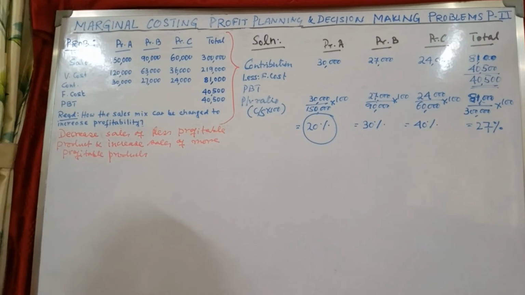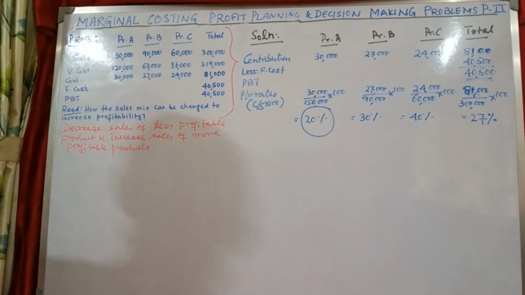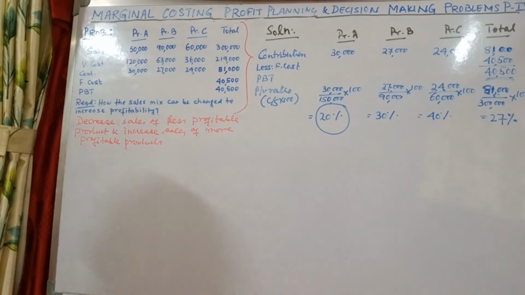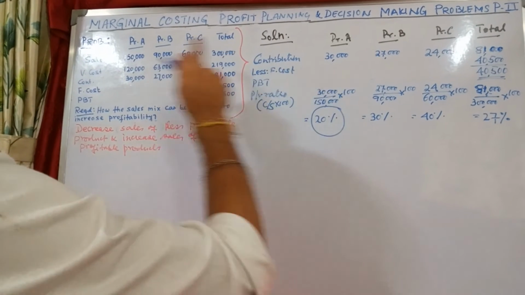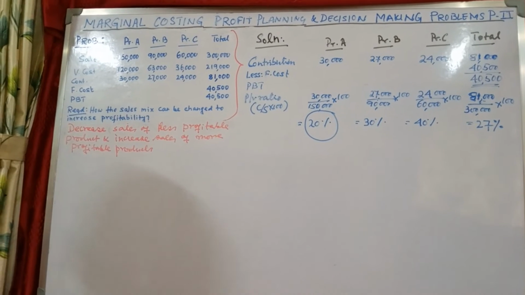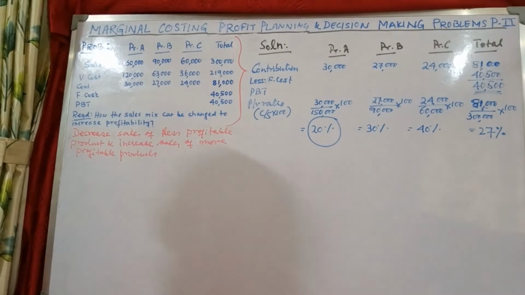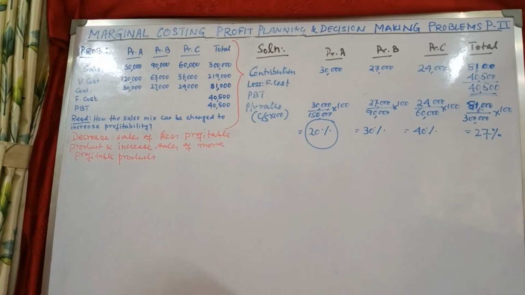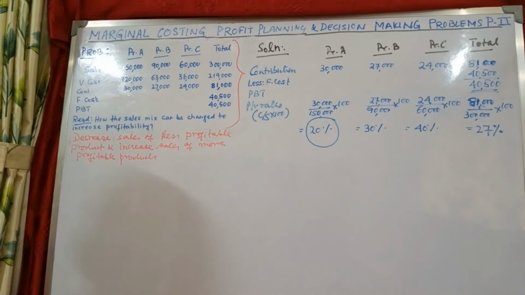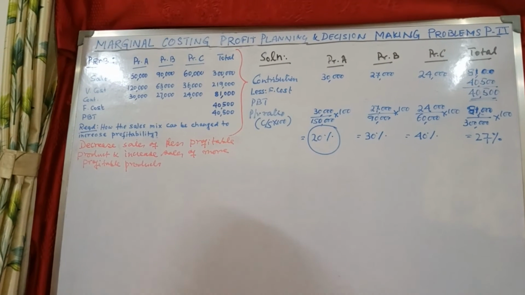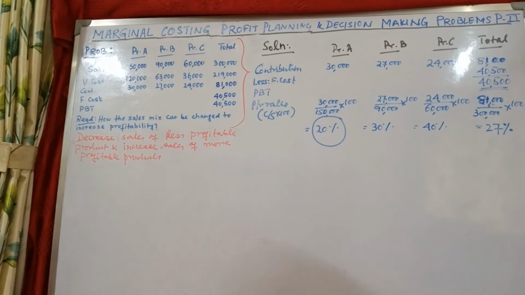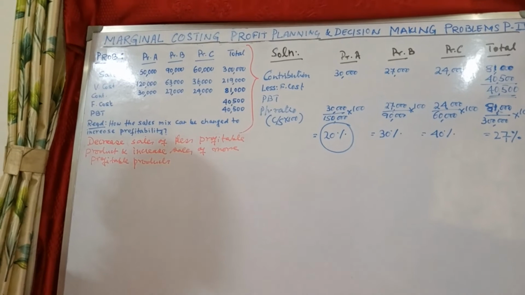Now, as the management is contemplating, it decides to reduce the sales of product A by 60,000 and distribute that 60,000 sales in between product B and C in the same ratio. Okay, you see, here only sales mix is being changed. There is no change in total sales, and there is no change in total fixed cost.